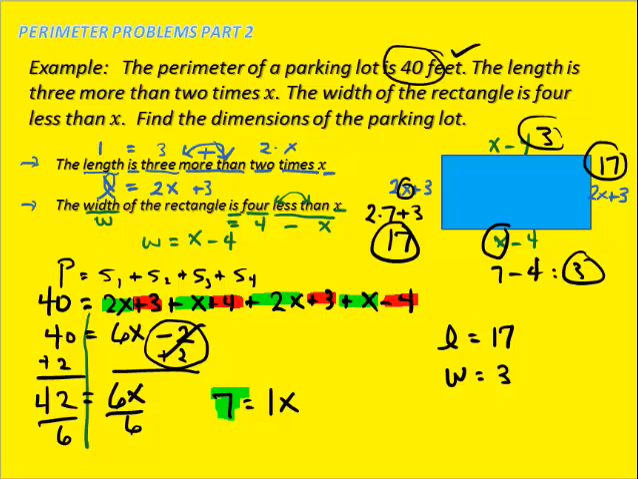Okay? So that's what we're doing in this lesson. We're combining the perimeter work that we did before with our translating verbal or written expressions into algebraic expressions, and then we're going to solve that out and work it just like we did before.